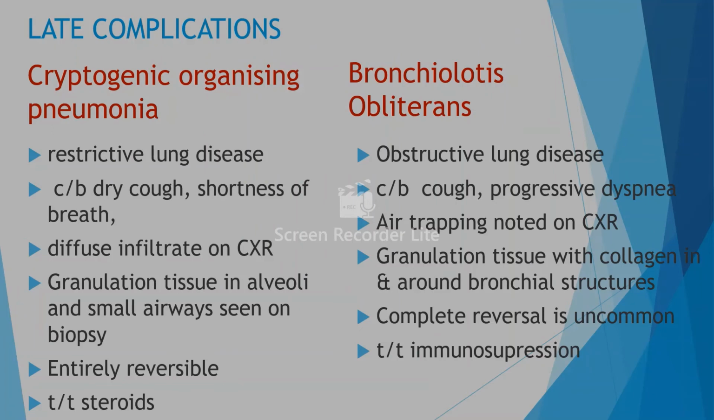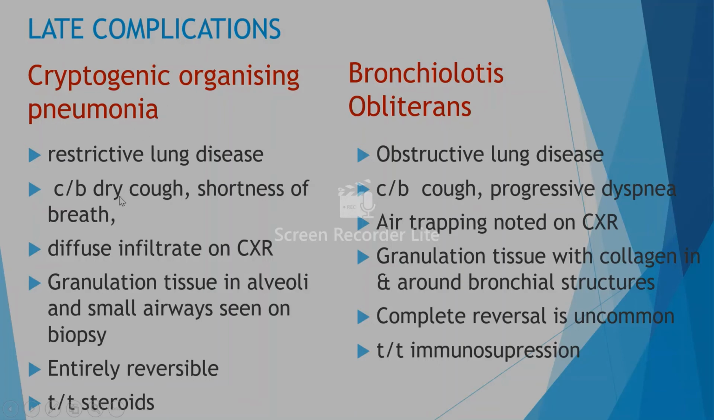The late complications caused by chemoradiotoxicities are mainly in the lung, where they could be broadly divided into cryptogenic organizing pneumonia and bronchiolitis obliterans. Cryptogenic organizing pneumonia is a restrictive disease, while bronchiolitis obliterans is an obstructive lung disease. In cryptogenic organizing pneumonia, the person has dry cough and shortness of breath, while in bronchiolitis obliterans, the patient has cough with progressive dyspnea.